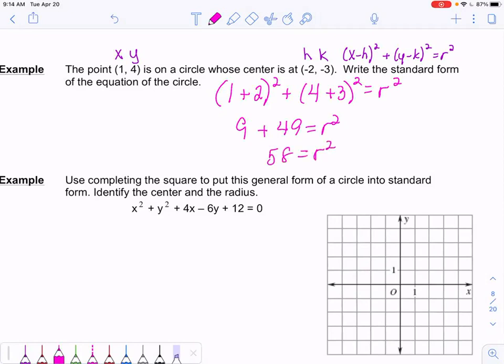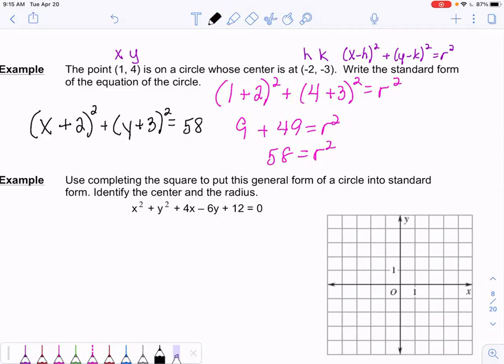Now remember, the goal is to write the standard form of the equation. That is r squared. You don't need to take the square root of it because you want r squared for the equation. So our standard equation, plugging in just the center, would be x minus h, which is really a +2, y minus k, well, that's a +3. And then it's equal to r squared, which Parker said was 58. Don't take the square root of it. Again, you want that r squared value. That's what you're solving for in the standard form.